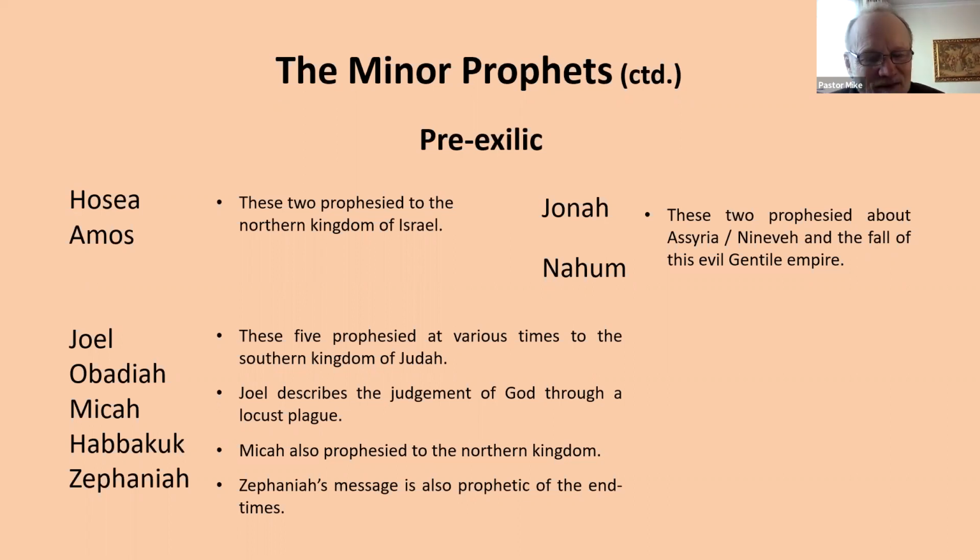Joel describes the judgment of God through a locust plague. That's the main event that is in his book. And Zephaniah's message is about the destruction of Jerusalem during the time of the Babylonian captivity. But it's also strongly prophetic of the end times as well.